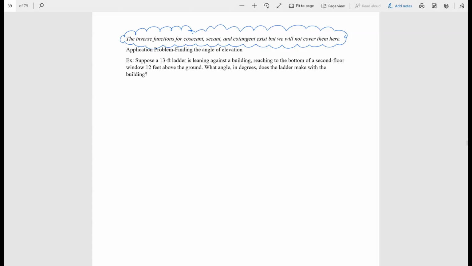So here, we're going to do an application problem using sine inverse. Suppose a 13-foot ladder is leaning against a building, reaching to the bottom of a second floor window, 12 feet above the ground. What angle in degrees does the ladder make with the building?